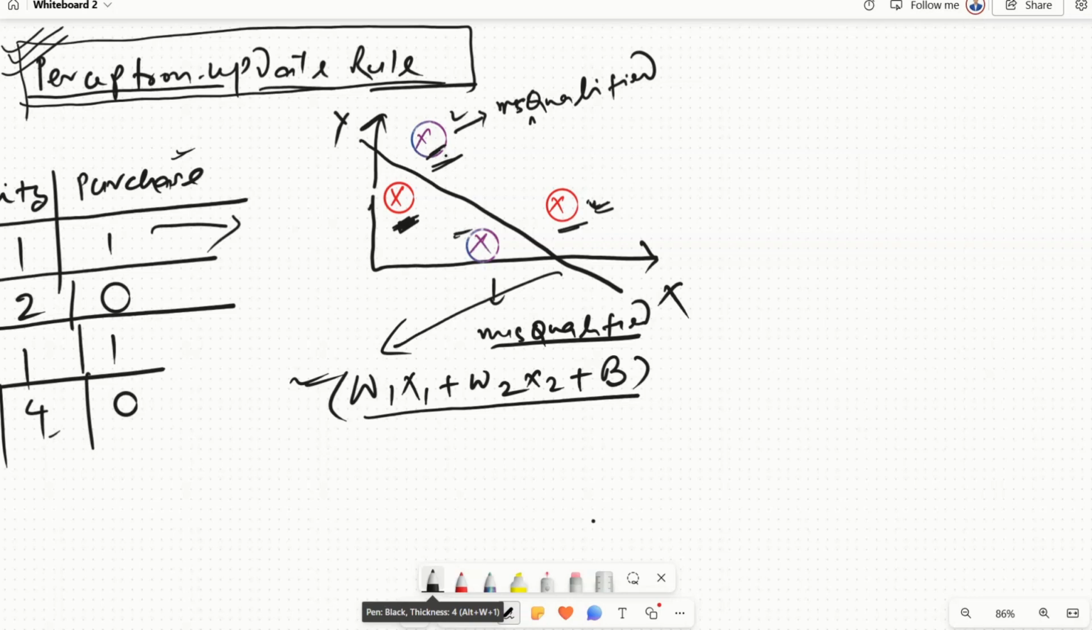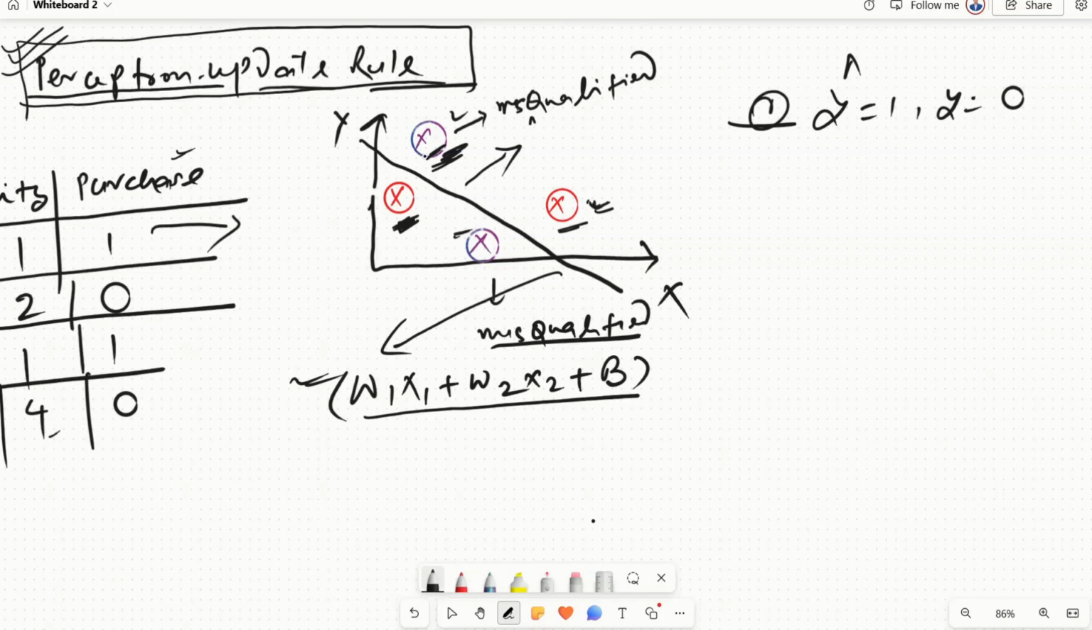If this point is above the line and is the misqualified point, then the straight line will rotate in the upward direction. Everything about how the rotation happens graphically, I had discussed in the previous video. But if you haven't seen the previous video, these are the key concepts. If the y predict is equal to 1, but the actual y is equal to 0, that is the case for this point. For this point, my prediction is saying purchase happened, I mean y predict is equal to 1.